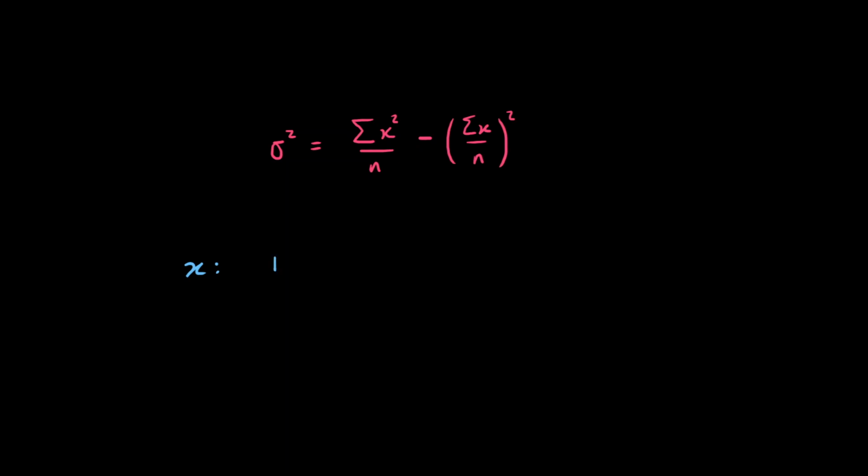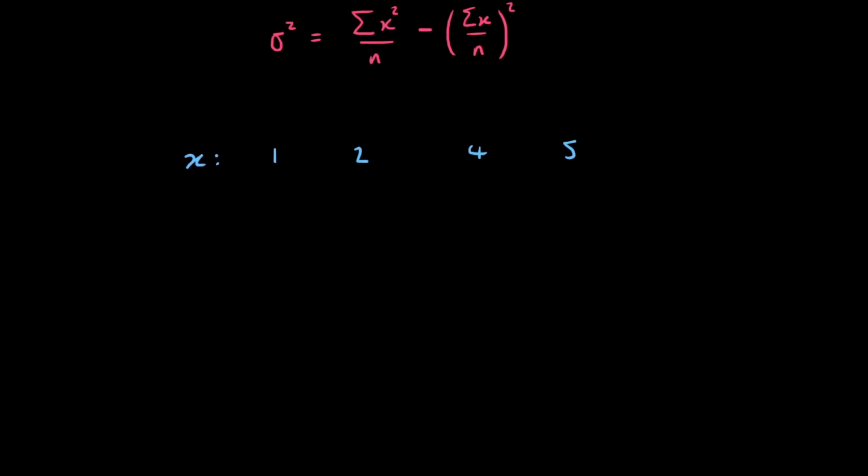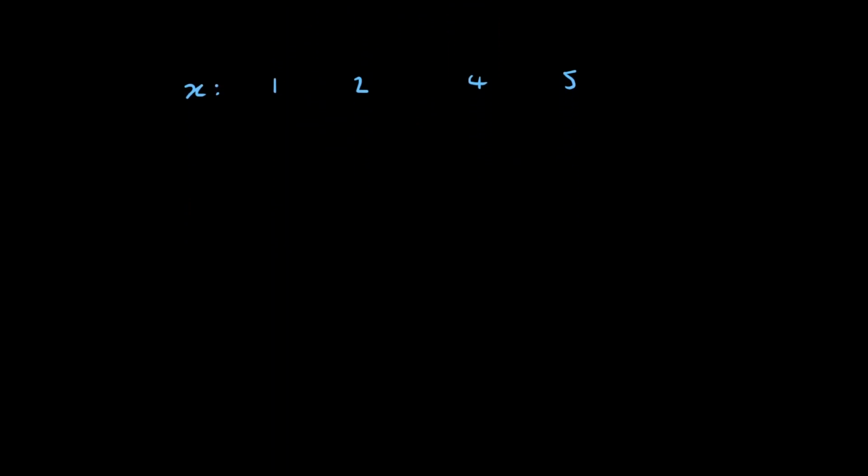So let's have the points 1, 2, 4, and 5. And the first thing we're going to do is calculate the mean of those points of data. And the mean is given by this formula here, sigma x over n. Now, sigma x means we add up all of these data points. We add up 1 plus 2 plus 4 plus 5, and then we're going to divide through the total number of data, which in this case is 4. So if I do 1 plus 2 plus 4 plus 5, I get 12. And if I do 12 divided by 4, I'm going to get 3. So the mean of this data is 3.